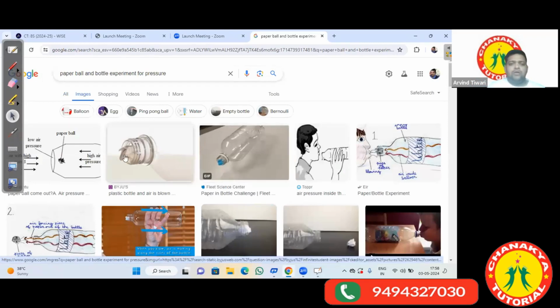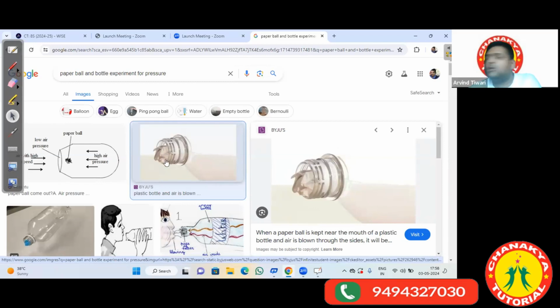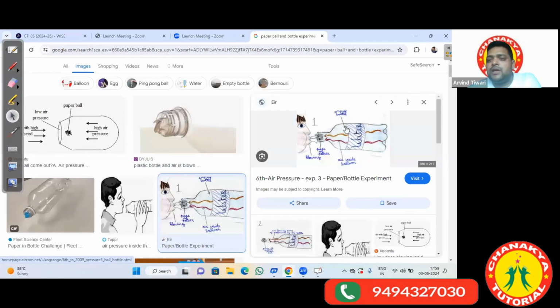See, you have to keep it like this. Take a water bottle and make a simple paper ball and keep it at the neck of the bottle. And then try to blow this paper into the bottle. Something like this. See, this student is trying. He is trying to blow. So in this way, you have to blow the paper inside this.